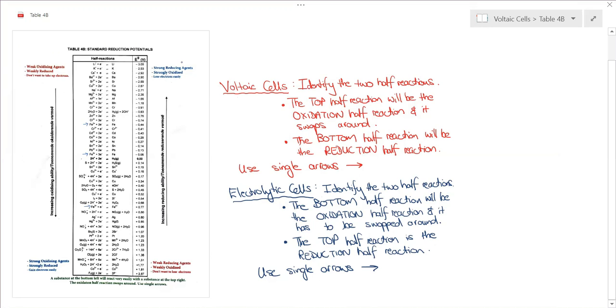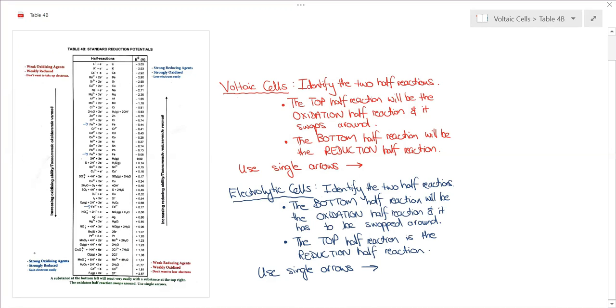So if we go back to the table, our strong reducing agents are these substances up at the top. So they are easily oxidized. They will easily lose electrons. The bottom right, these are weak reducing agents. So they don't like to be oxidized. They don't want to lose electrons.